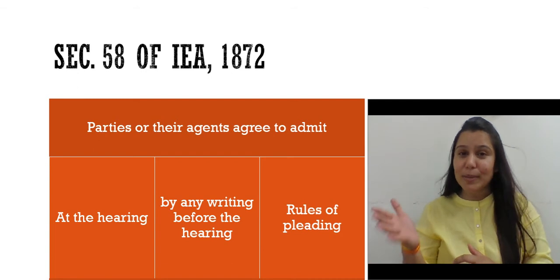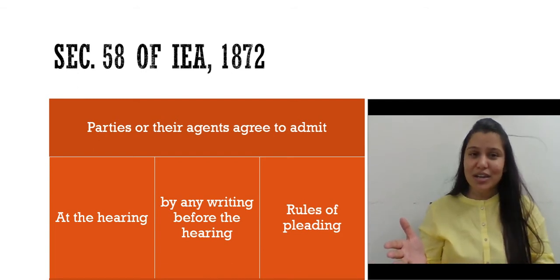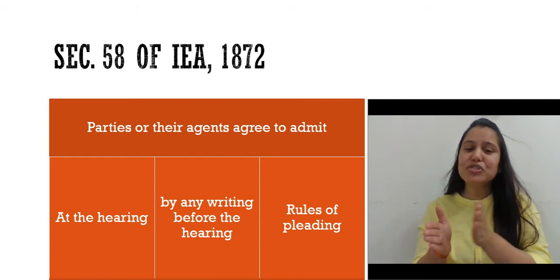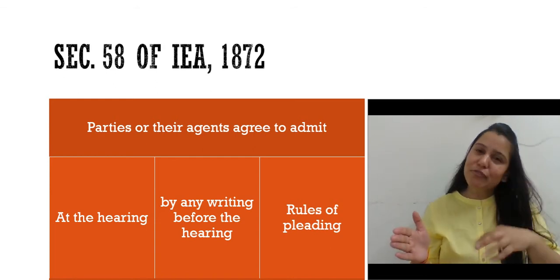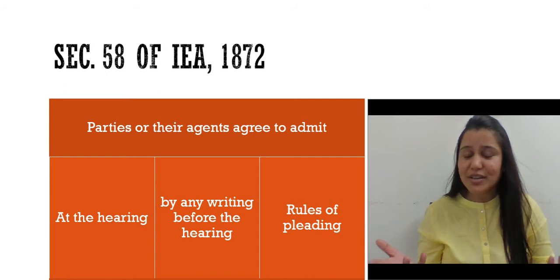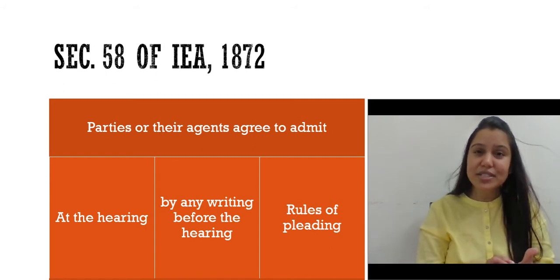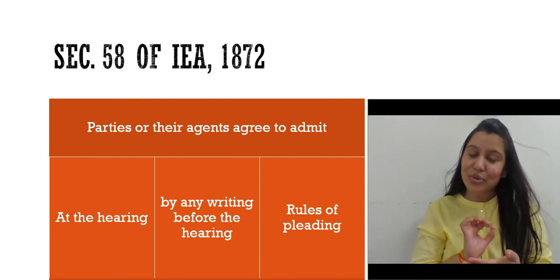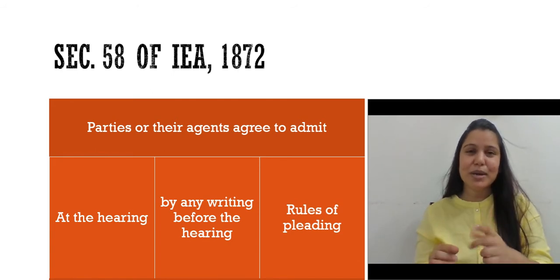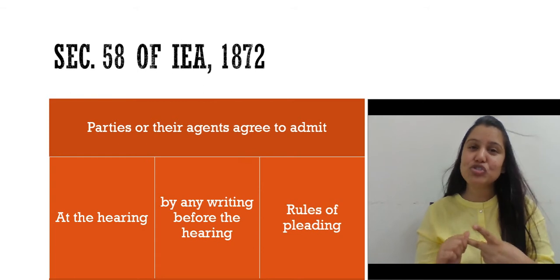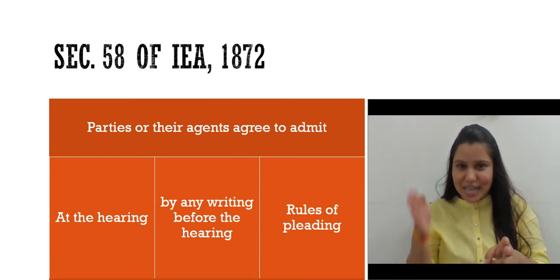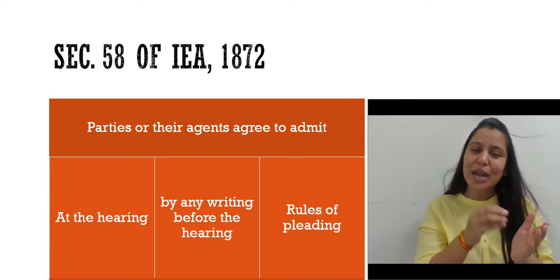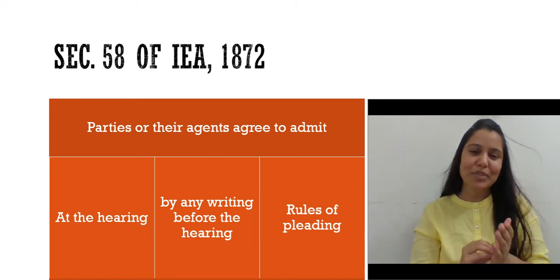Now, the second one is any writing before the hearing. If A wants to prove something which had already been admitted in writing before the hearing, not during the hearing. The first point is during the hearing, but this point is before the hearing. The hearing had not commenced, but the other party had admitted the same, but it has to be in writing. It cannot be through any other process. These are the two points to be kept in mind: before the hearing, and it should be in writing. Only then does the party not need to prove that very fact which had already been admitted by the other party in writing before the hearing.